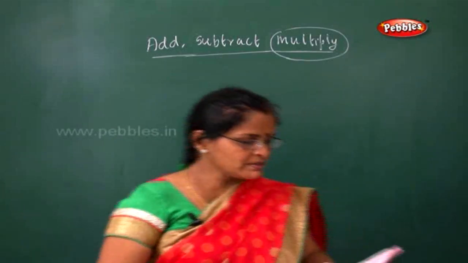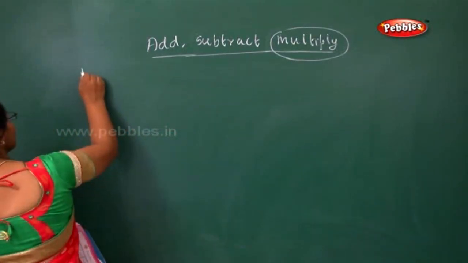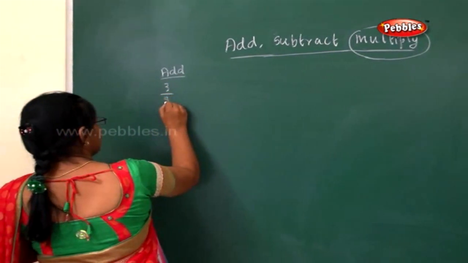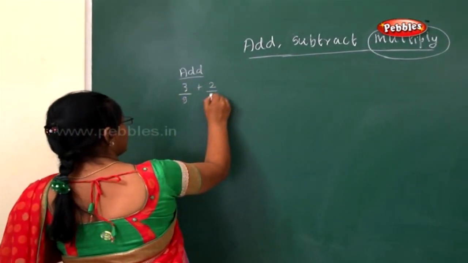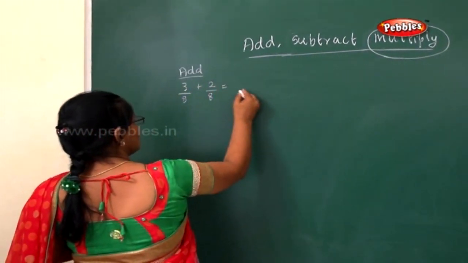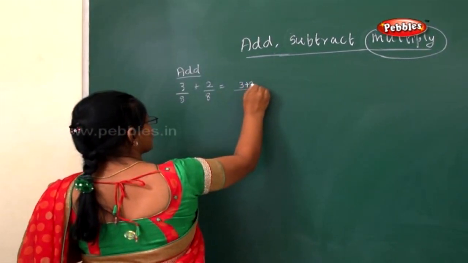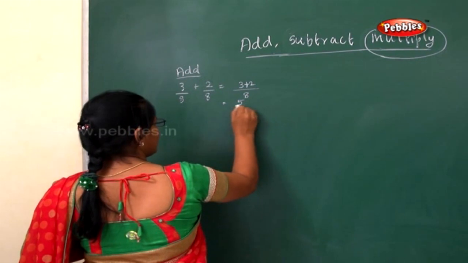So the next sum is addition. Add 3 by 8 plus 2 by 8. Now how will you do it? Denominator 8 is common here, 3 plus 2. What is it? It is 5 by 8.